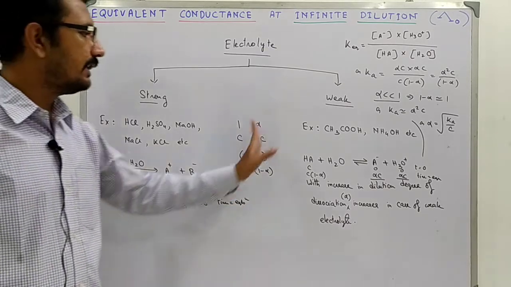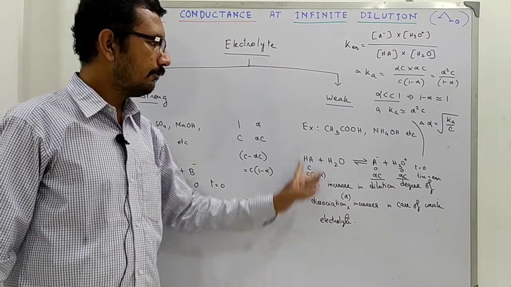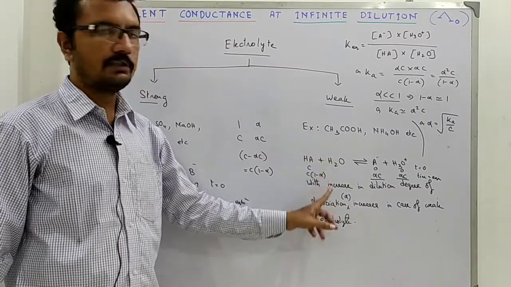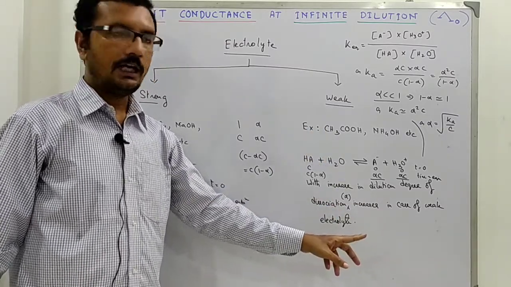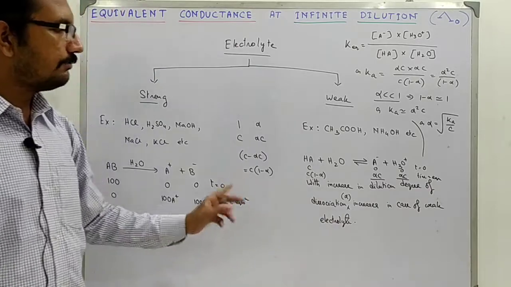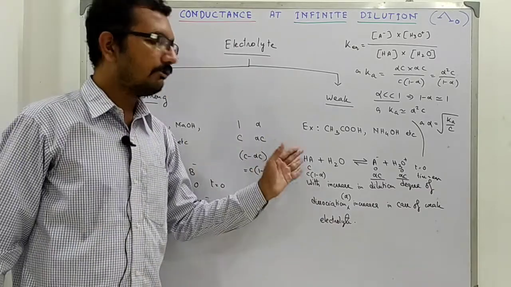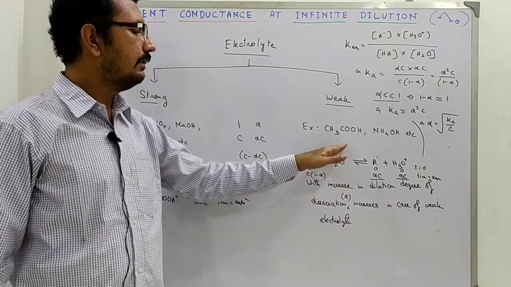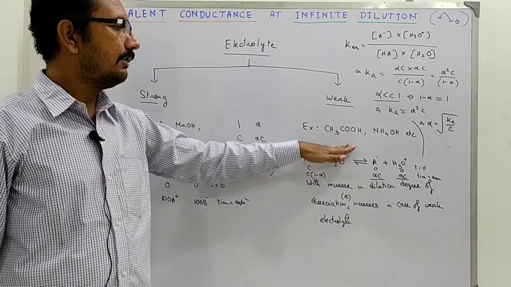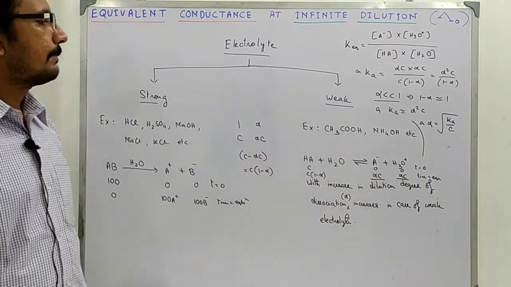But in case of weak electrolytes, dissociation is very poor when the concentration is very high, and with decrease in the concentration, that is with increase in dilution, dissociation increases. So we are getting more and more number of ions as we dilute it.